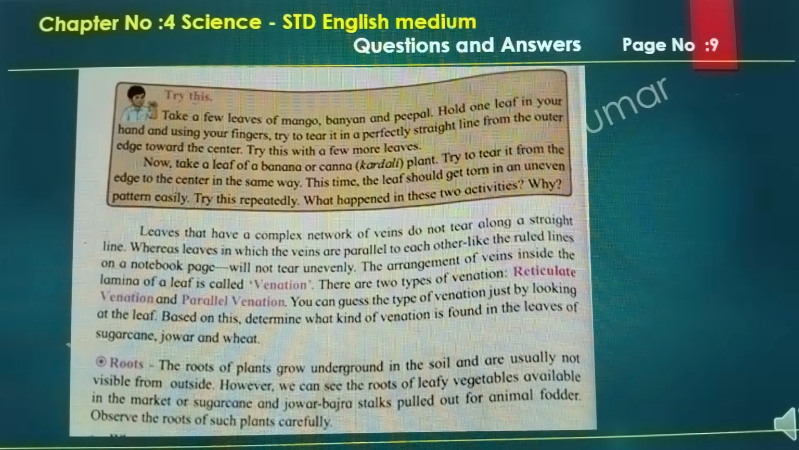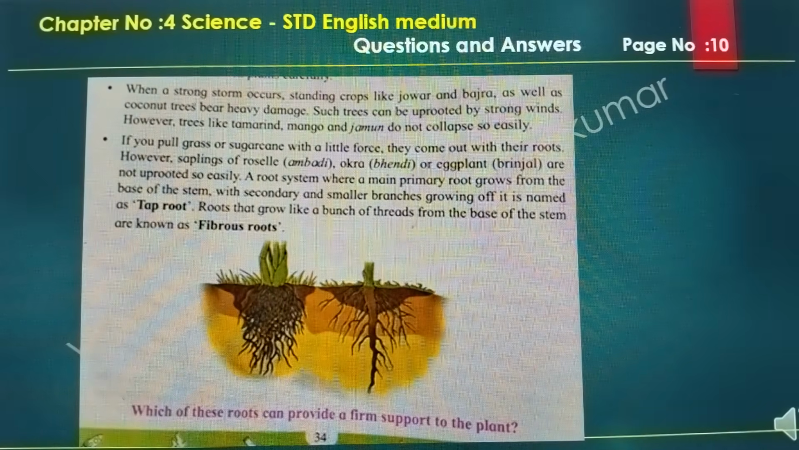Next, roots. The roots of plants grow underground in the soil and are usually not visible from outside. However, we can see the roots of leafy vegetables available in the market, or sugarcane, and jowar, bajra stalks pulled out for animals as fodder. Observe the roots of such plants carefully. Which of these roots can provide firm support to the plant?